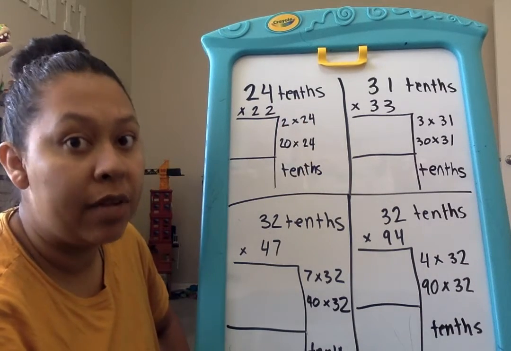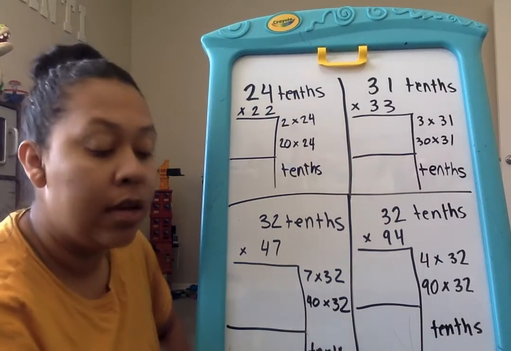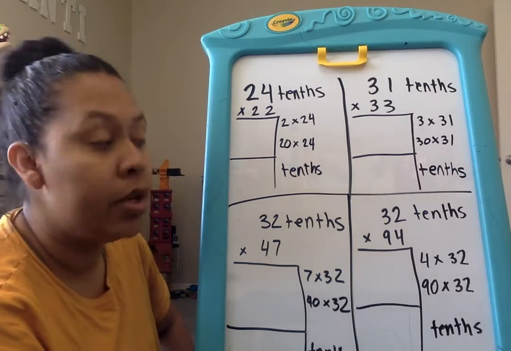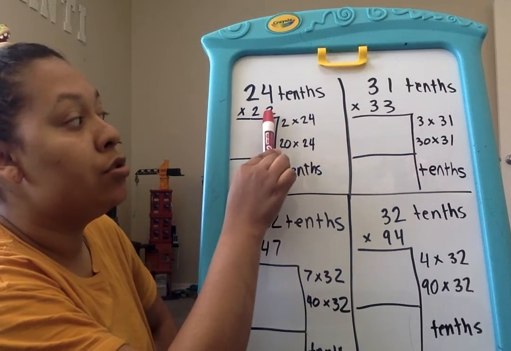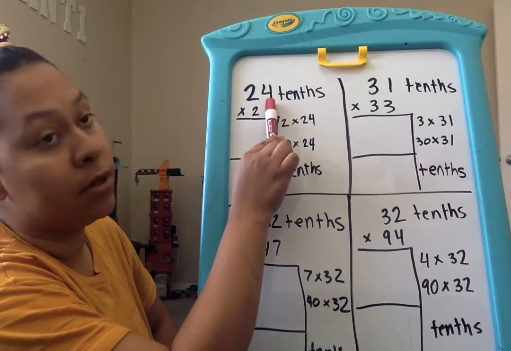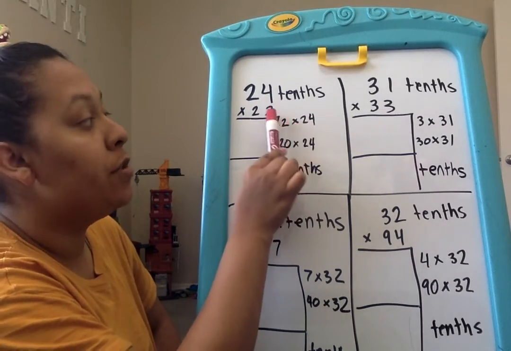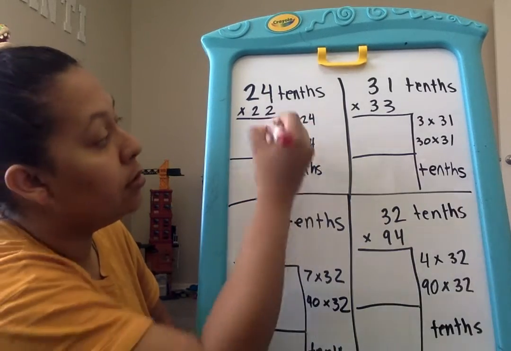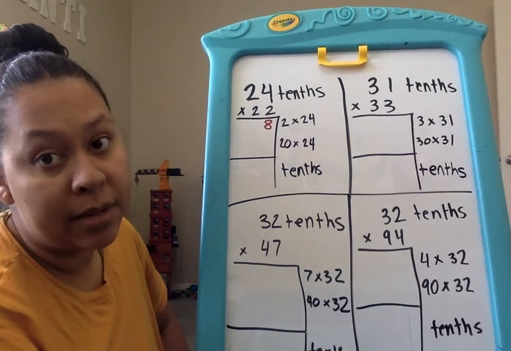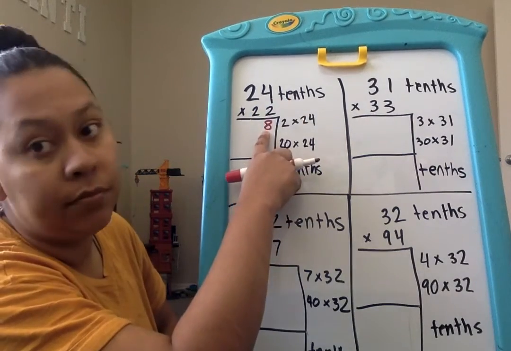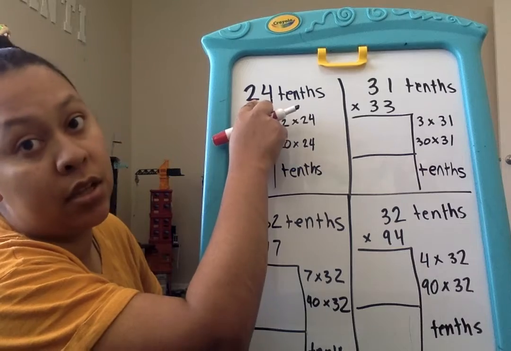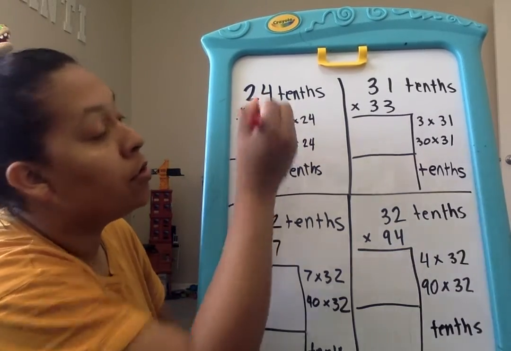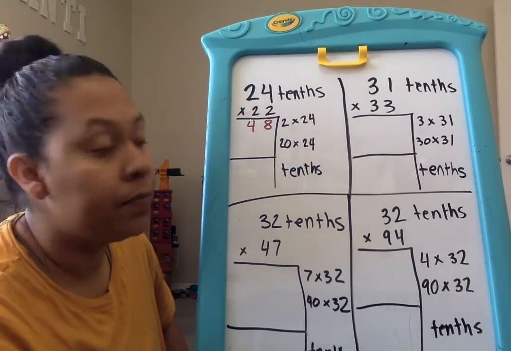And then we just multiply how we usually multiply multi-digit numbers. So first we have 2 times 24, just like here. So we have 2 times 4 is 8. So 8 in that blank box right there. And then 2 times 2 is 4. So 4 in that blank box there.